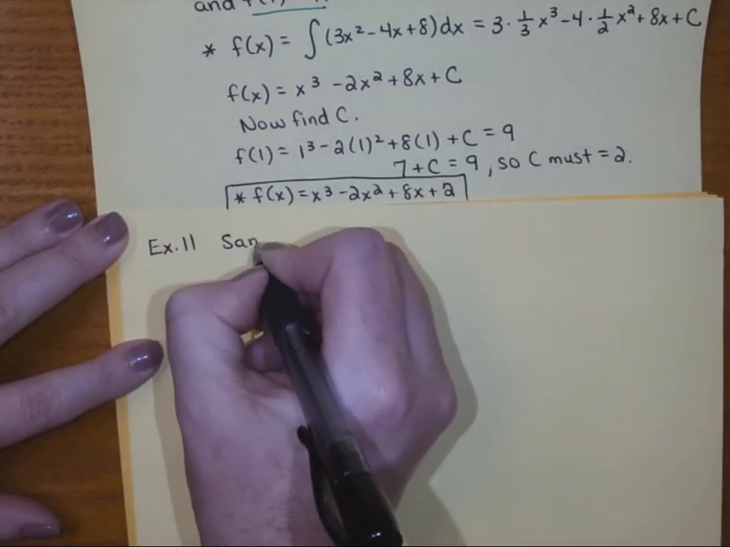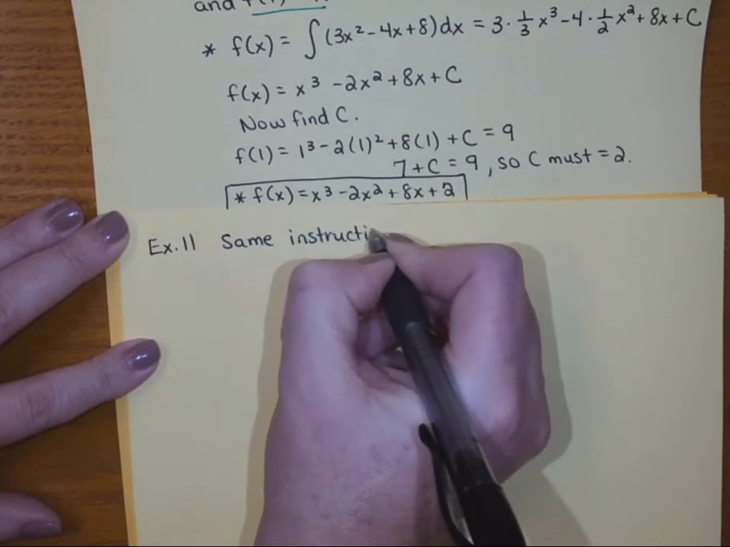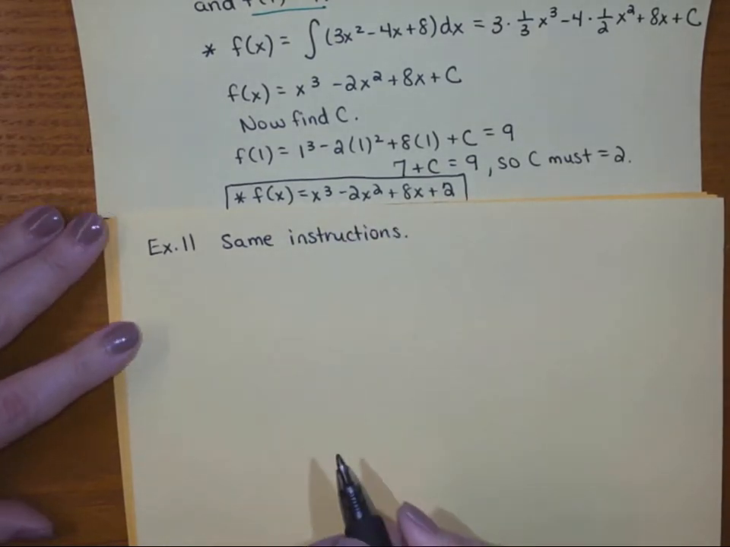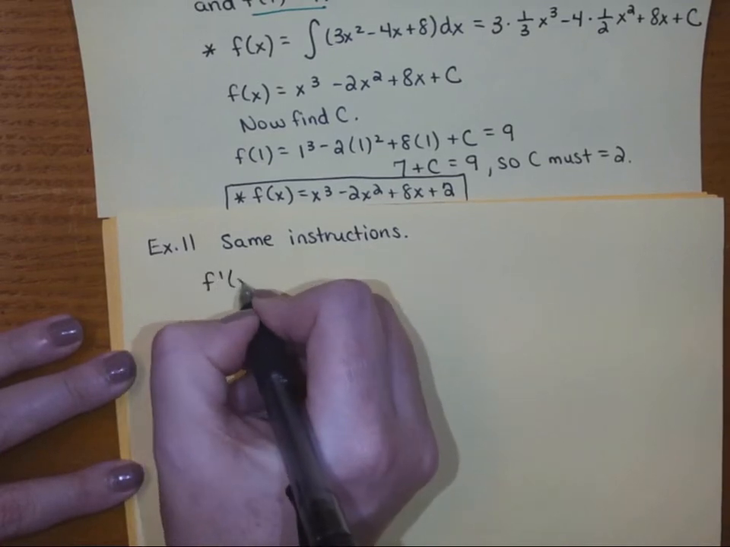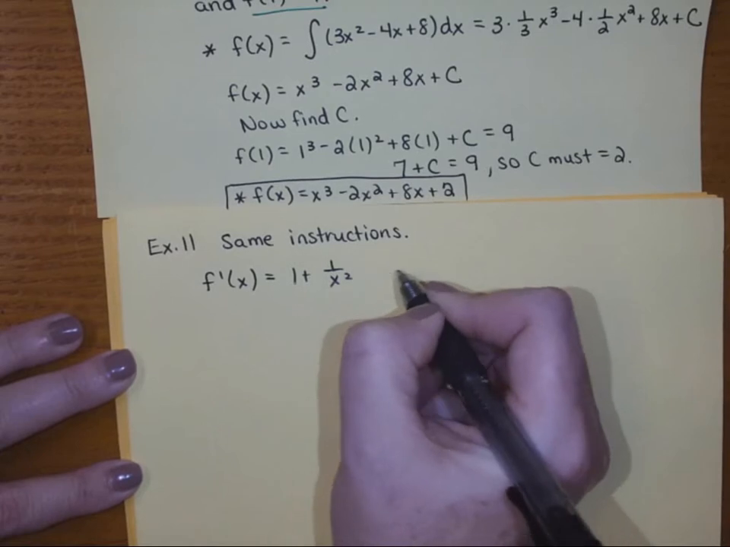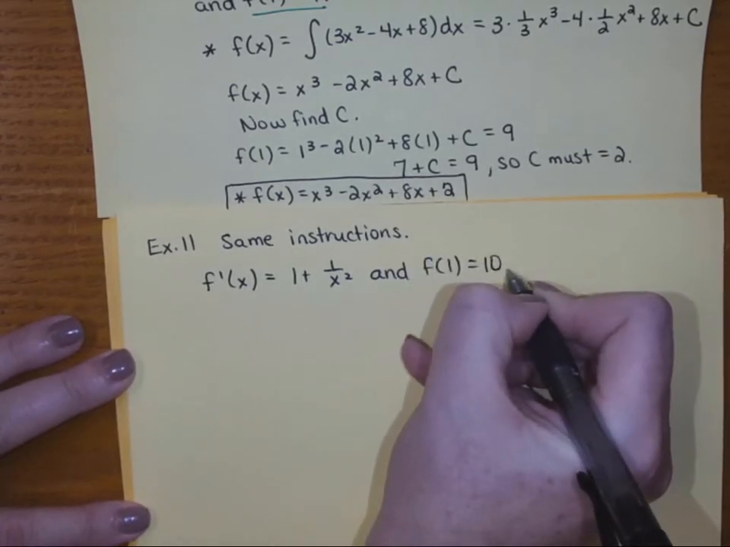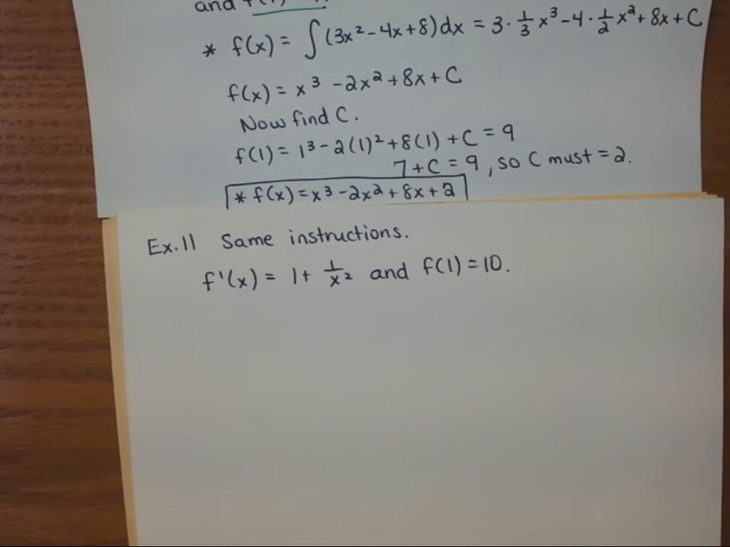So I'm going to be lazy. I'm going to say same instructions. So in other words, I'm going to give you the derivative, and I'm going to ask you to find me the original function. And I'm also going to give you a hint as to what c is by telling you that f of 1 is 10.